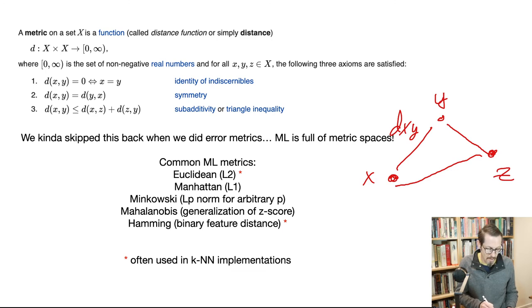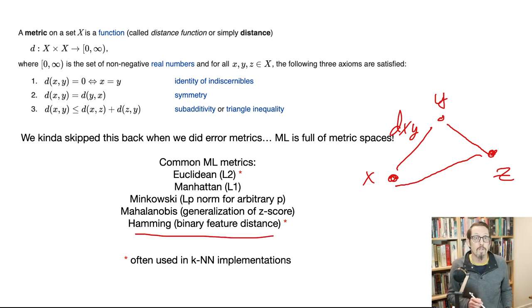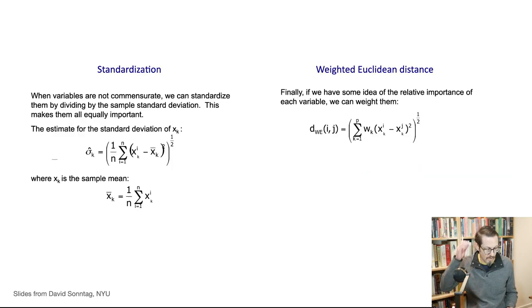Okay, so Hamming, by the way, would typically be used for a categorical kind of event. So you'd use Euclidean for the real-valued, like we talked about, and if you do have something categorical, Hamming would be the typical choice there. All right, just a few more bits and bobs.